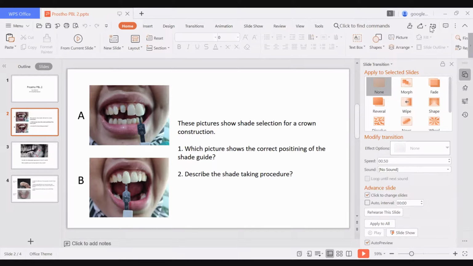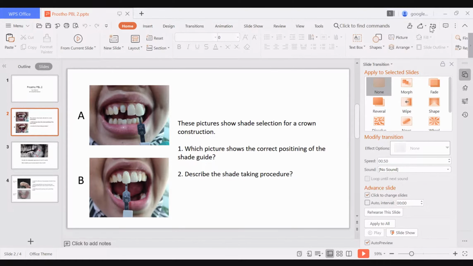If you put it away, like in picture A, not to say that you cannot get the shade, you can, because you are comparing it to the adjacent tooth. But sometimes the colour of the tooth that you have prepared can deceive your eyes, so you might get a wrong perception of the shade. So it's always best to put it in the position where you're going to do the crown, or in the edentulous area, or in the pontic area if it's a bridge.